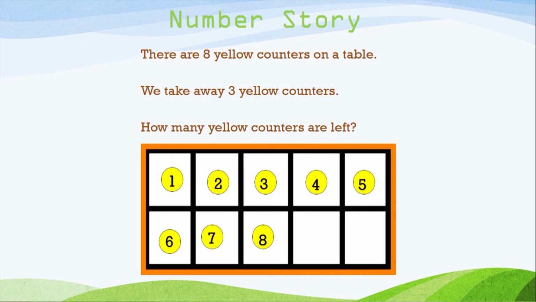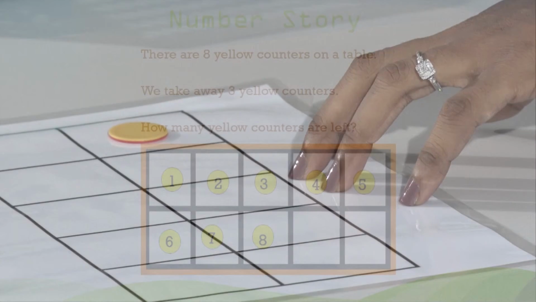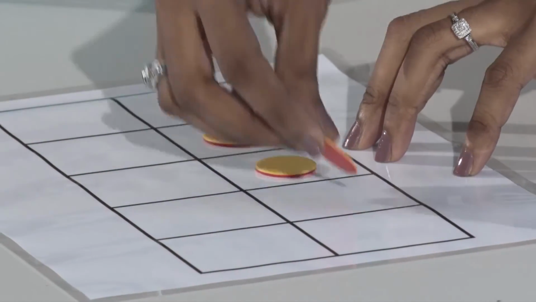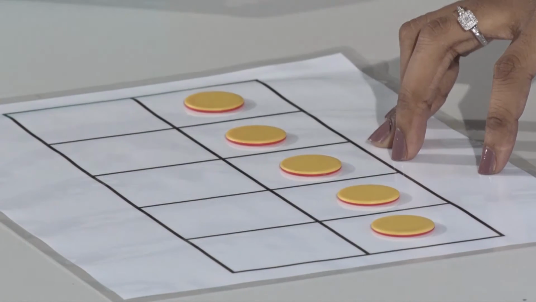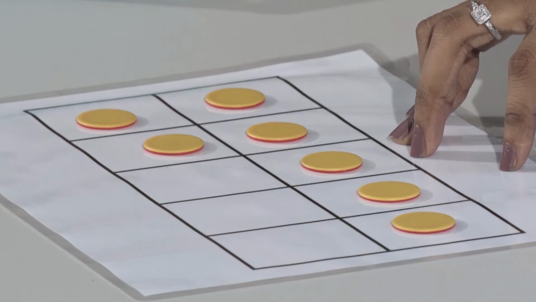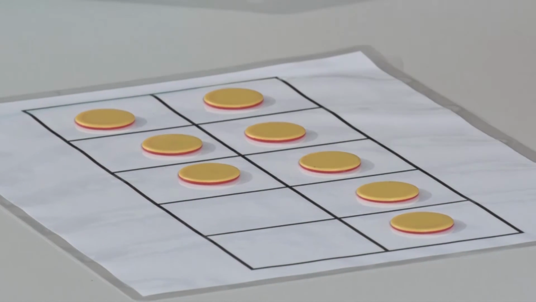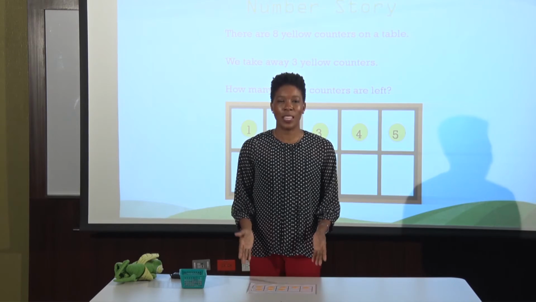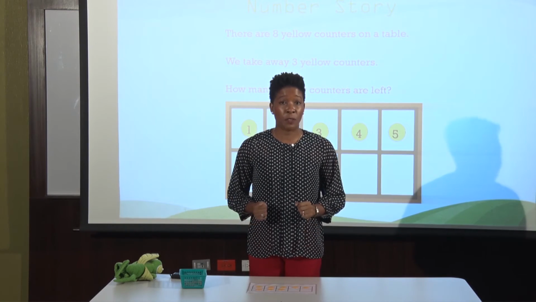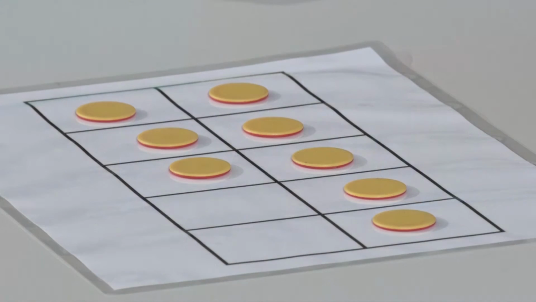So we have 8 yellow counters. I want you to count. I am simply going to put down the counters. Did you get 8? So this is what 8 counters look like on our 10 frame. And I have to take away 3.